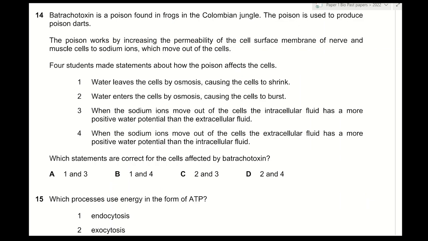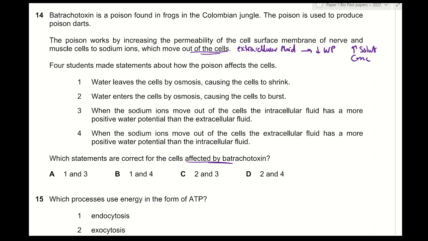Question number 14, batrachotoxin is a poison found in frogs in the Colombian jungle. The poison is used to produce poison darts. The poison works by increasing the permeability of the cell surface membrane of nerve and muscle cells to sodium ions, which move out of the cells. Four students made statements about how the poison affects these cells. Which statements are correct for the cells affected by batrachotoxin? Now, here it says that the sodium ions move out of cells. This means that the extracellular fluid has now a lower water potential and a higher solute concentration.